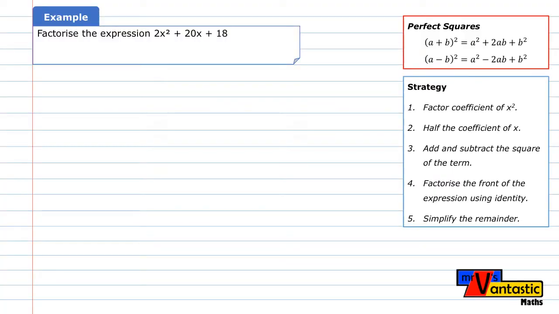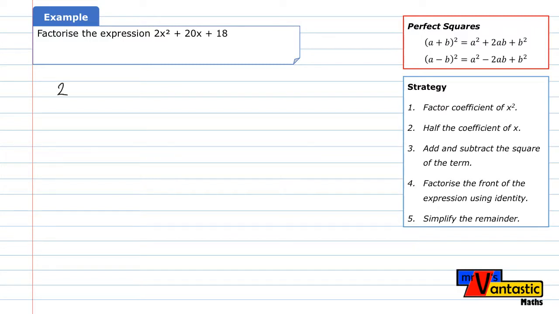Here's our expression. We want to factorize the expression 2x squared plus 20x plus 18. And you'll notice we've got this 2 in front of the x squared, which makes this a non-monic equation. So how do we deal with that if we want to factorize by completing the square? We don't know how to deal with a number in front of the x squared, because that doesn't give us a perfect square. So how do we do that? So let's have a look.